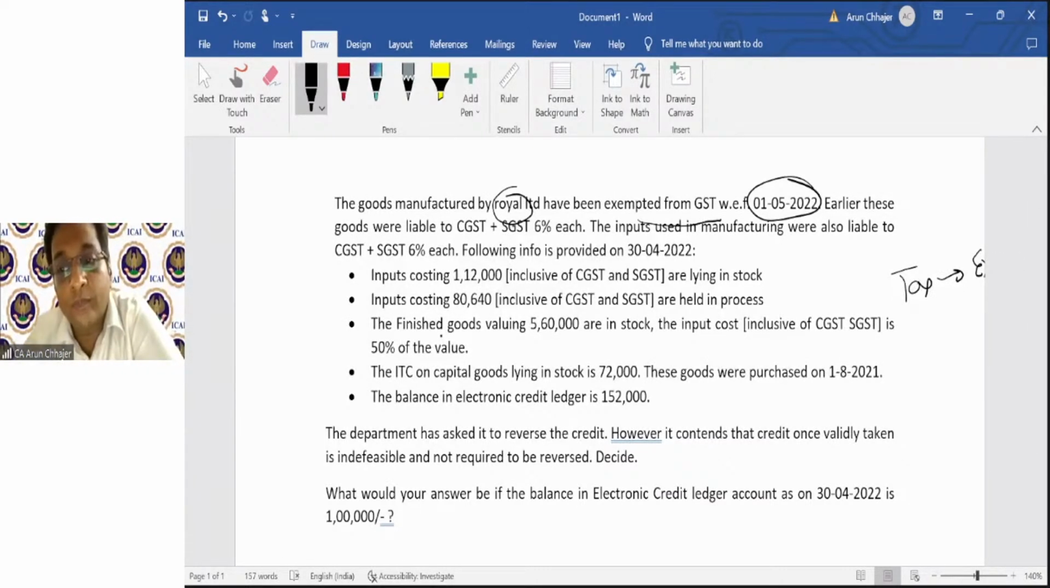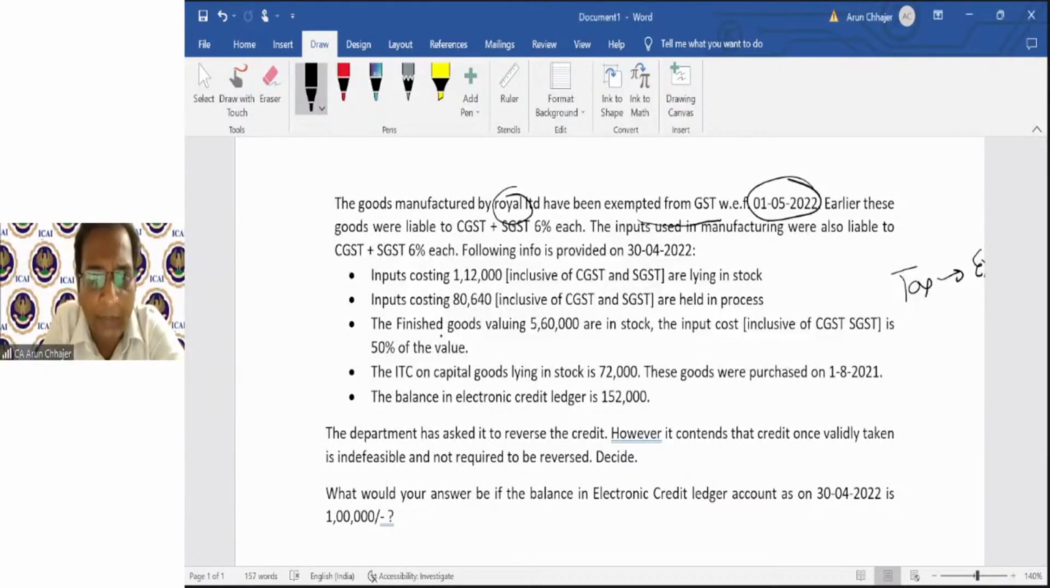What we need to do? अगर मेरी supply पहले taxable थी, now it is exempted, then I have to reverse my ITC. Stock lying on the goods, semi-finished goods or finished goods and including capital goods. Capital goods में वो proportionate फंडा आएगा, that we will discuss. ठीक है.